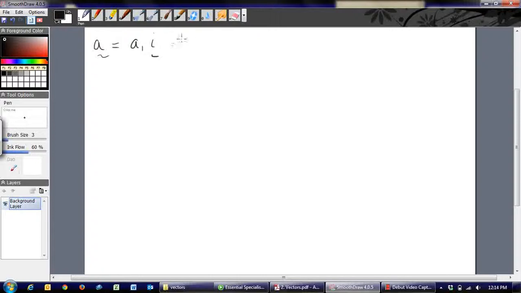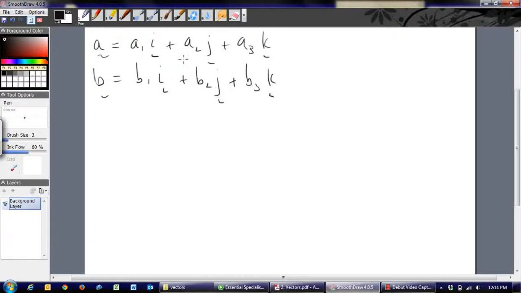So if we write A as A1 i plus A2 j plus A3 k, then A1, A2 and A3 are just the horizontal, vertical and orthogonal components. And similarly, if I've got B equal to B1 i plus B2 j plus B3 k, then the dot product of A and B is a much simpler way of working out. You just multiply all the pieces together.